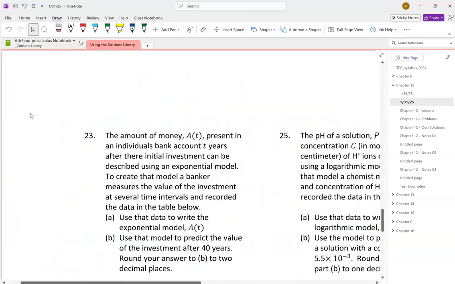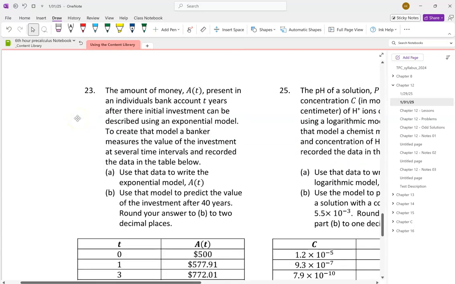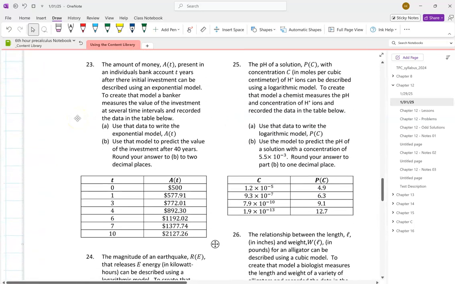All right, let's see here. So let's do 23. It says the amount of money present in an individual's bank account after their initial investment can be described using an exponential model. To create the model, a banker measures the value of the investment at several time intervals and records the data in the table below. Use that data to write the exponential model, and then use that model to predict the value of the account after 40 years.